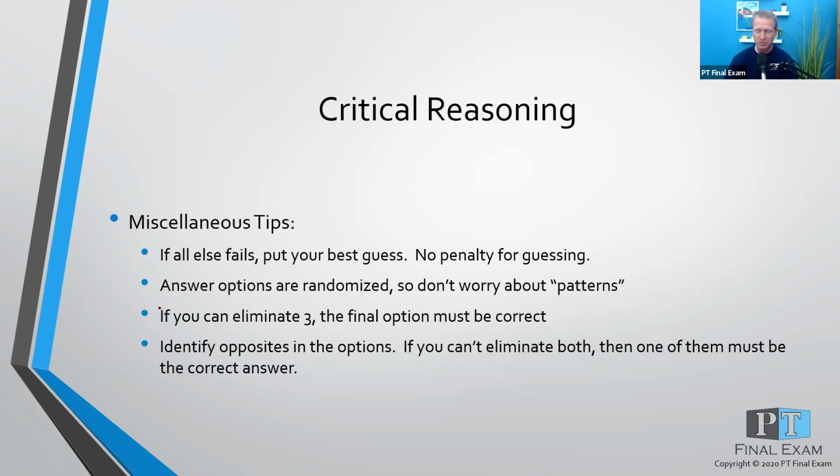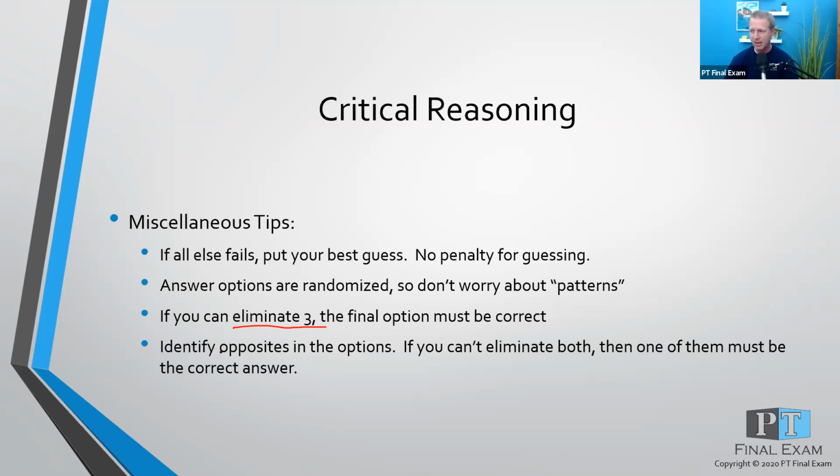Another one is don't worry about answer patterns. If there are patterns, when they put the thing into the computer, it's totally randomized. So don't worry about if there's 3 A's in a row or 4 B's in a row. Doesn't matter, totally randomized. If you can eliminate 3, just go through the process of elimination and say, that one looks bad, that one looks bad, and that one looks bad. That final option must be correct.